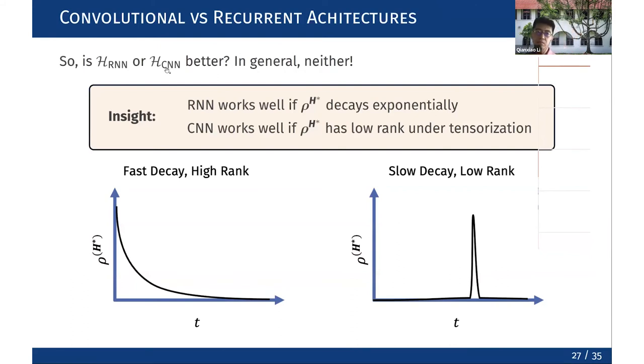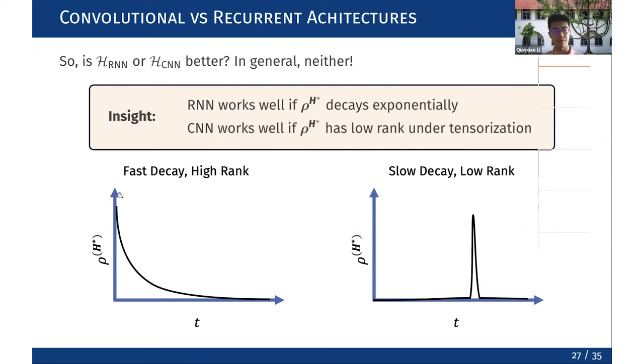So the question is, is a recurrent neural network or a convolutional neural network better? The answer here, at least in the linear case, is neither. RNN works well if your representation has some fast exponential decay. And CNN works well if your H has some low rank when you tensorize it according to your network architecture's specification. One can show certain sufficient conditions for low rank. For example, if your representation is sparse, that means most of it is zero and some parts of it are non-zero, it doesn't really matter where they are, this is going to have low tensorization rank.